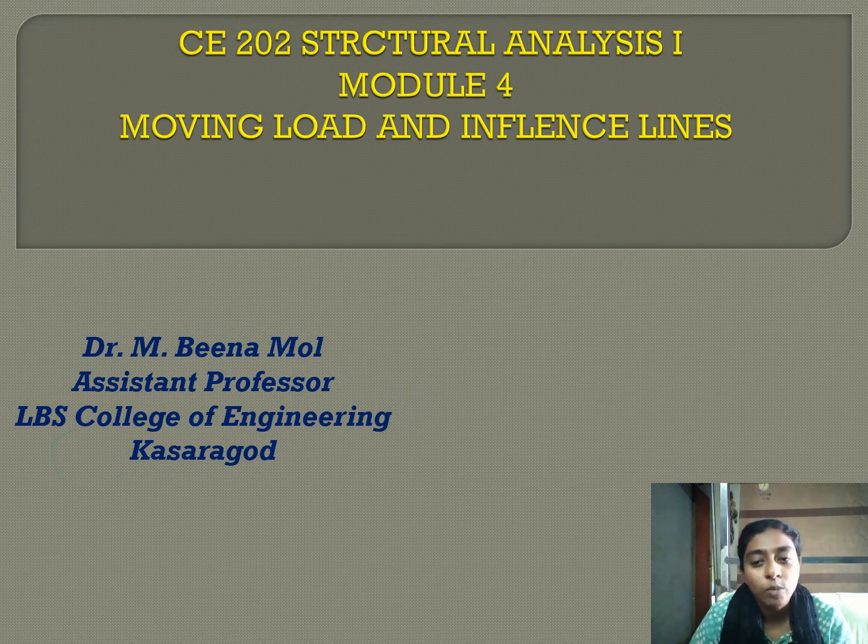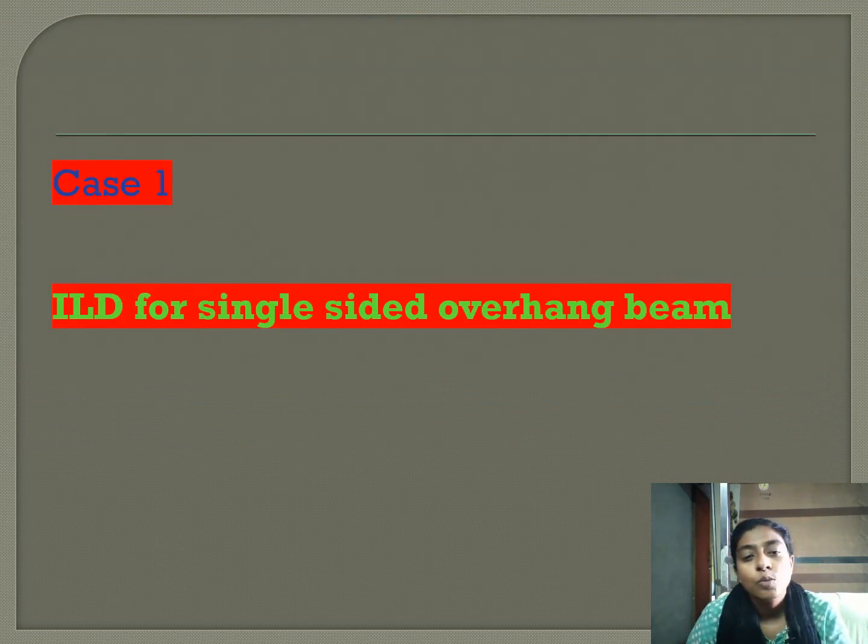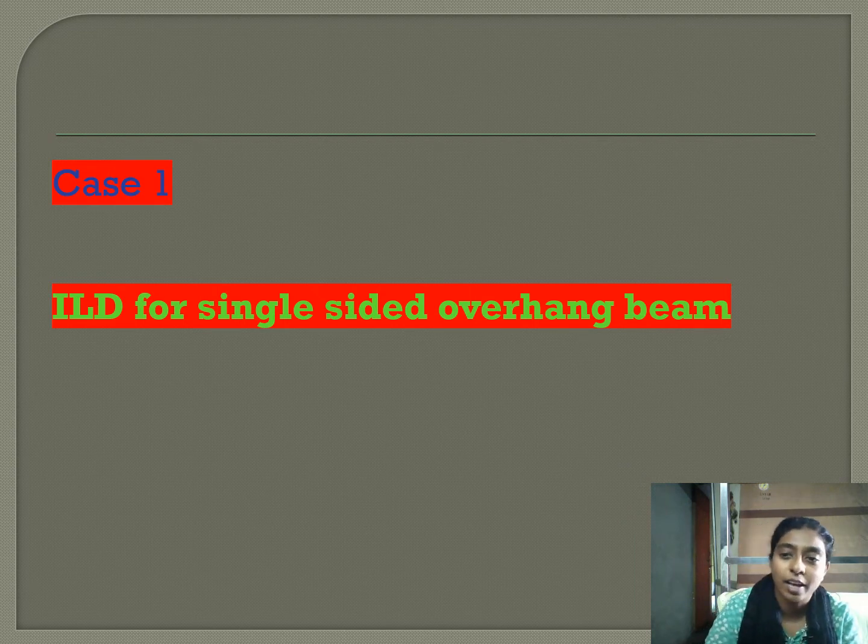We have seen some problems also. Now we are going for the overhang beam. So in overhang we have two cases. Case 1 is the influence line diagram for a single sided overhang beam and case 2 is the influence line diagram for a double sided overhang. So we will go for case 1 first, that is the influence line diagram for a single sided overhang beam.